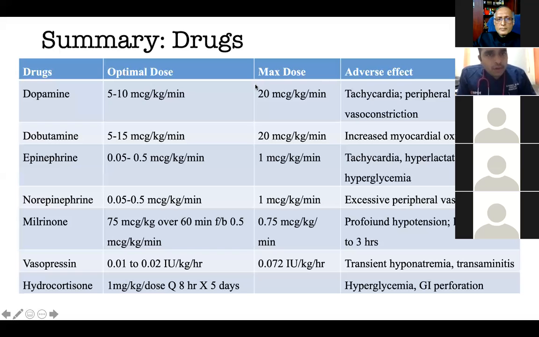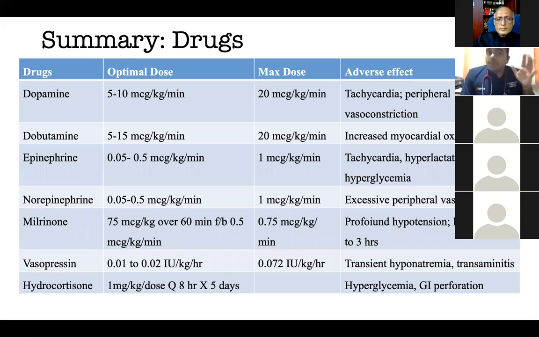Sir, dopamine, the action depends on the dosage. At a rate of 0.5 mcg per kg, it has action on the dopamine receptor. At a rate of 2 to 4 mcg per kg, it has action on the alpha receptor. And at 4 to 8, it has action on the beta receptor. At more than 10, it also increases pulmonary artery pressure.